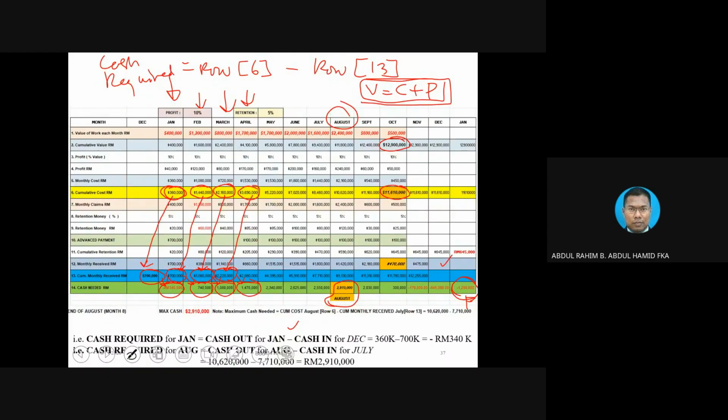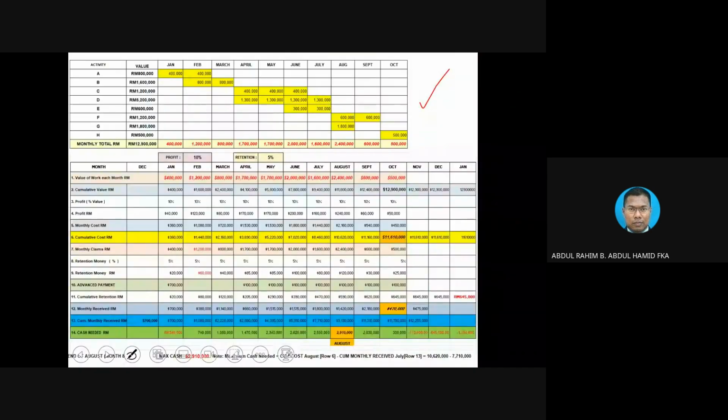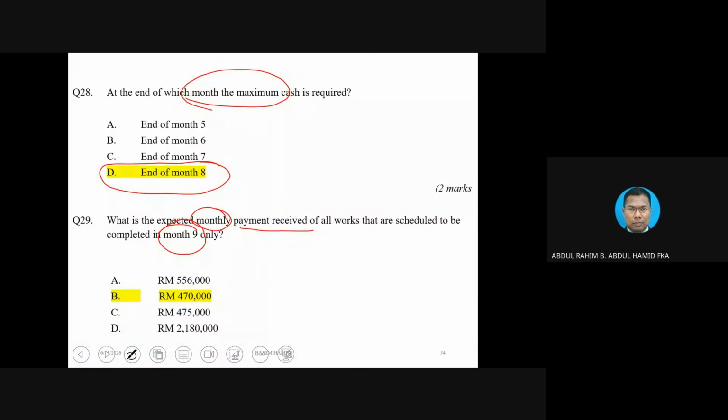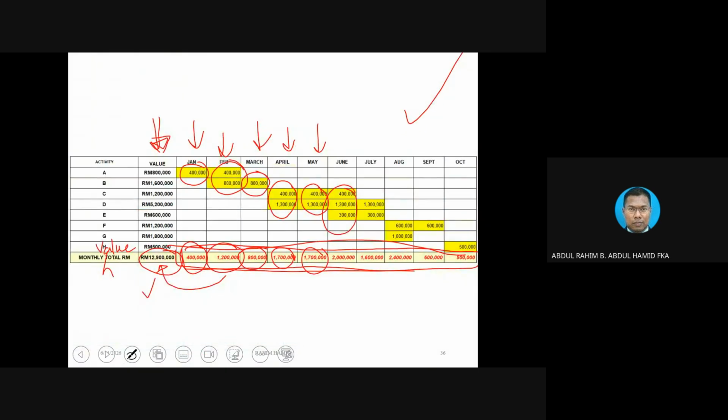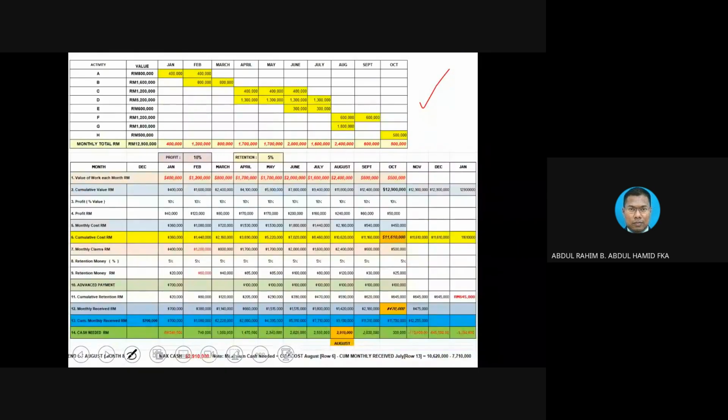cash required, and lastly, last question that we normally ask student here. Monthly payment, monthly. The keyword is monthly, not cumulative. Monthly payment received of all work on that particular month, on 9th month. So where to zoom in? Where to zoom in? Okay.